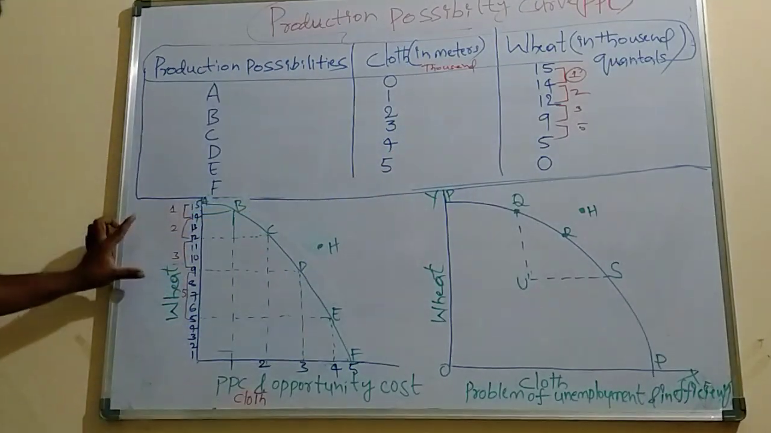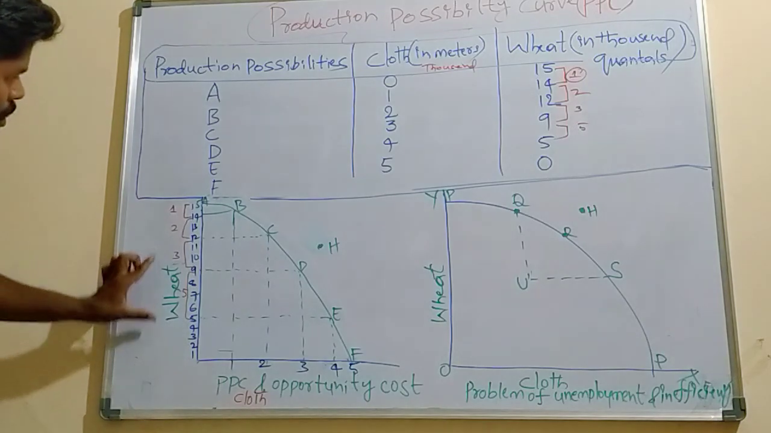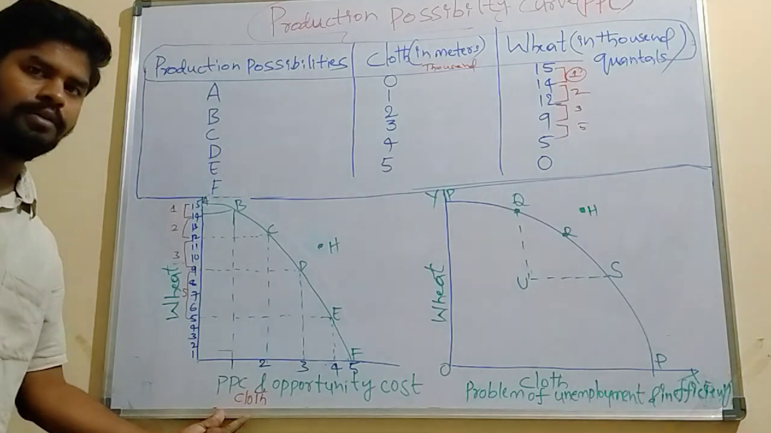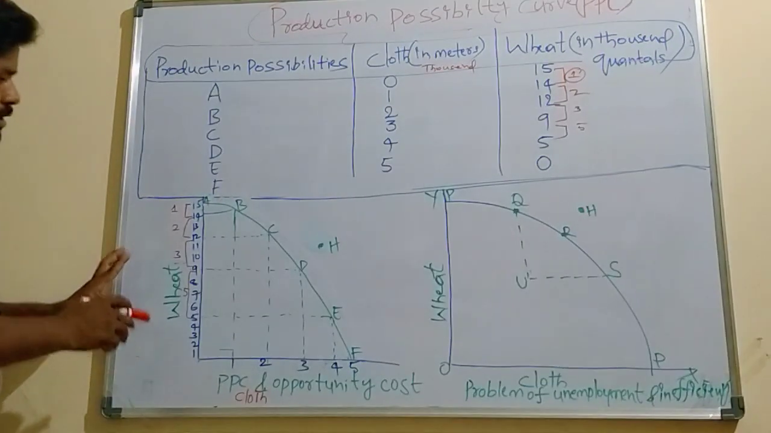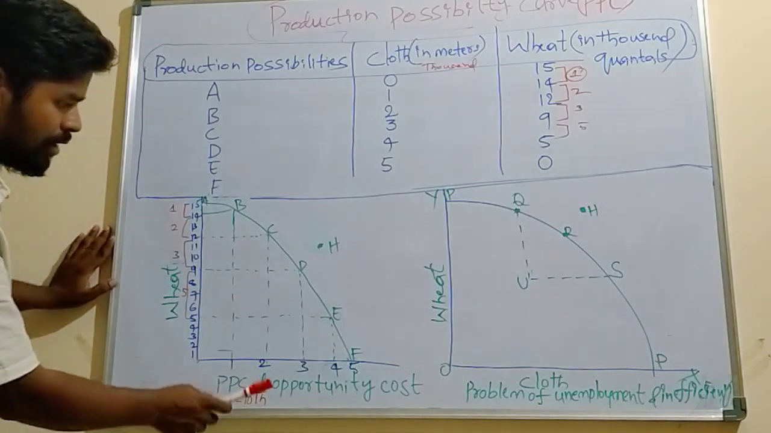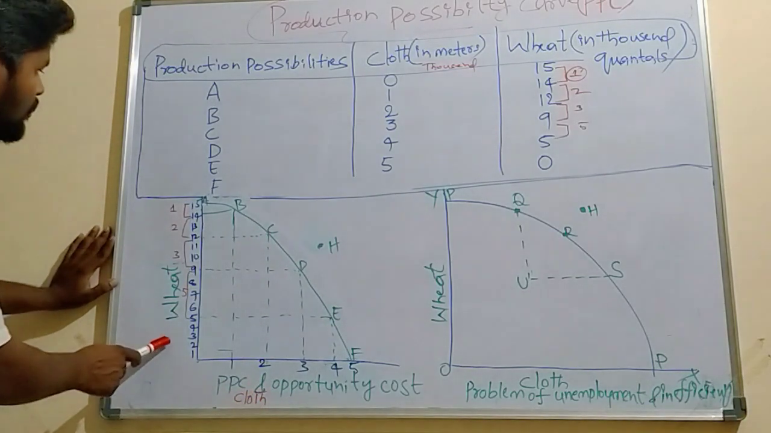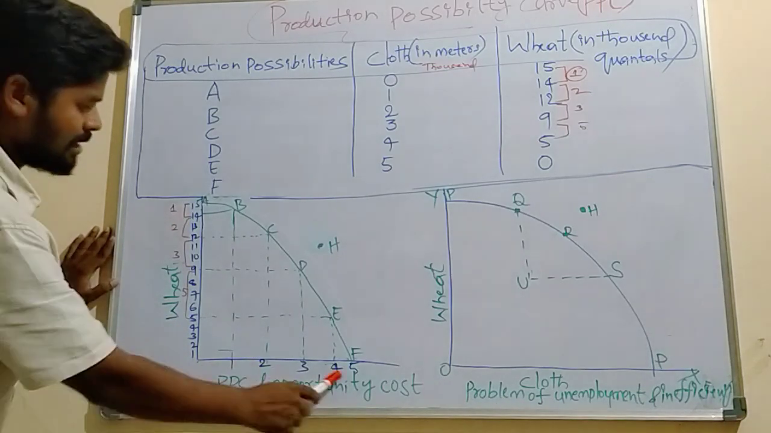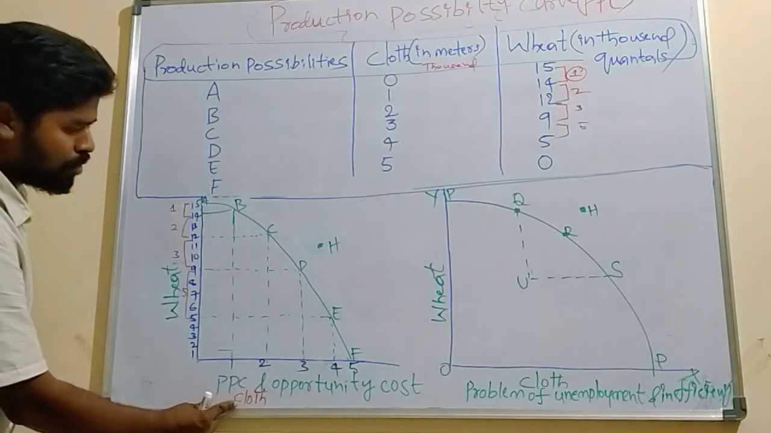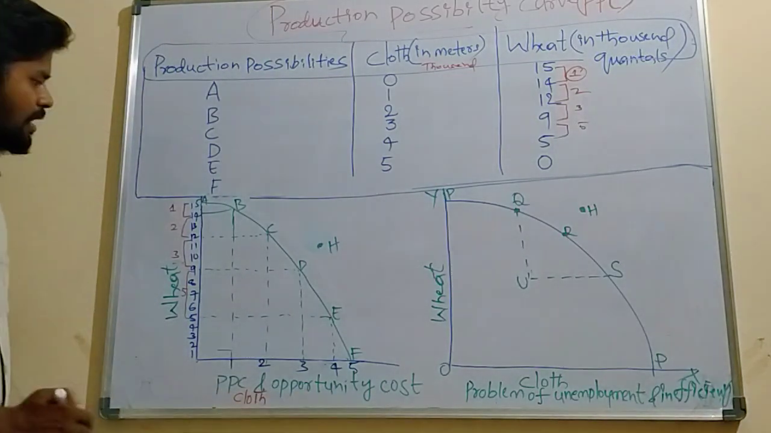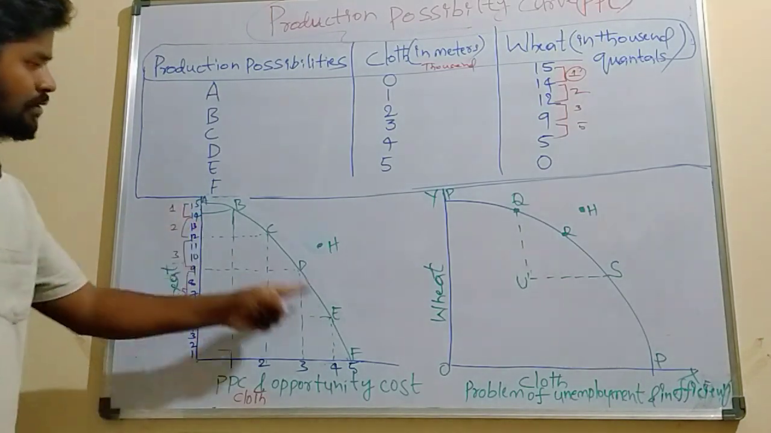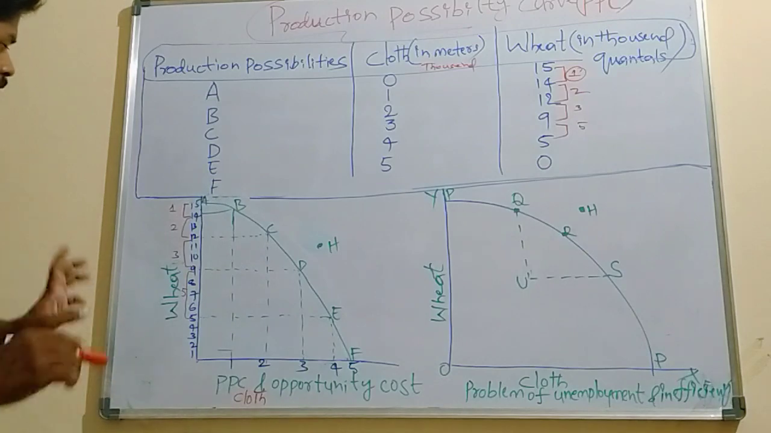Now look at the diagram. On the OY axis we have taken wheat and on the OX axis we have taken cloth. If you observe this graph, we get to know how the production possibility curve looks. This diagram shows the production possibility curve and the opportunity cost, how the opportunity cost can be observed here and how the curve can be drawn. We can observe it clearly.